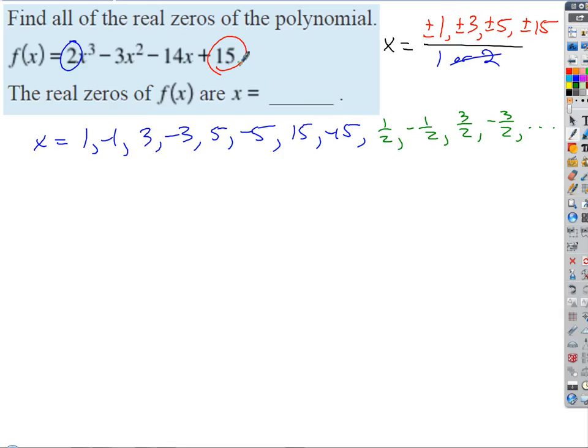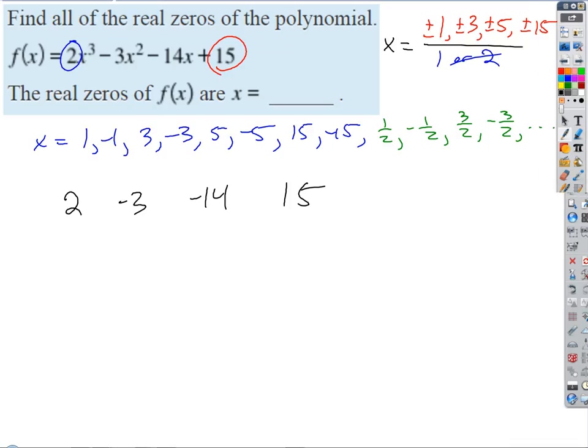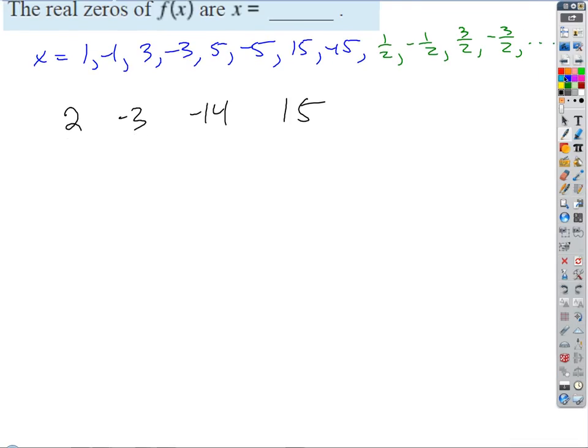Factors of the constant divided by the factors of the leading coefficient. But the factors of the constant are going to be the integer possibilities that we'll try first anyway, right? Okay, so then we would just make that little template like we did the other day. Here are my zeros: 2, -3, -14, 15. And now we'll just go down the list and see which ones work.